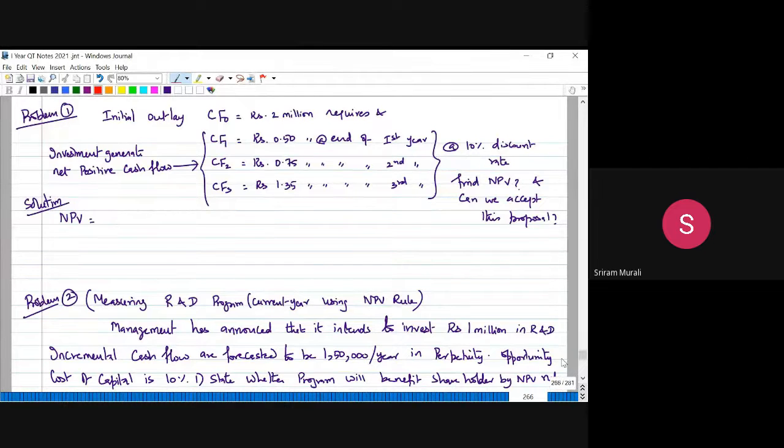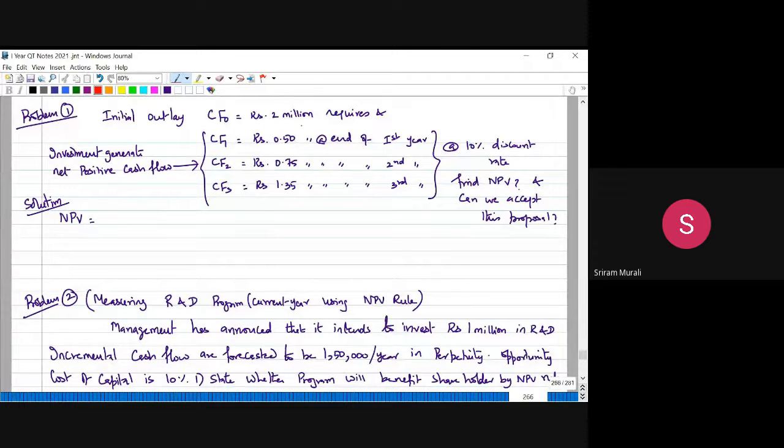So the first problem, initial outlay. The initial outlay will be CF0, that is rupees 2 million required. CF1, the next year, is 0.50 million at the end of the first year, 0.75 at the end of the second year, 1.35 at the end of the third year. This investment generates a net positive cash flow for the first, second and third year. At a 10% discount rate, find the net present value. Can we accept this proposal?